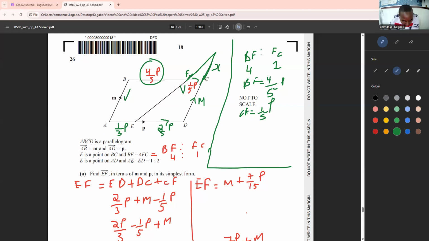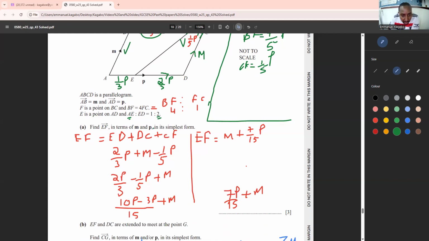Now, for the second one, they said E is a point on AD such that AE to ED is 1 to 2. Again, the total ratio here will be 3. So this part is going to be 1 over 3 of P, because this is P. That's why you see I have 1 over 3P. And this one will be 2 over the total ratio, which is 1 plus 2, which is 3. So it will give you 2 over 3 of P.